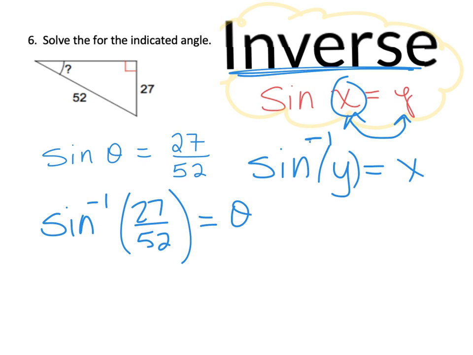Again, we should be in degrees right now. So in degree mode, when we type this into our calculator, sine inverse is right above sine on your calculator. So you're just going to type in sine inverse of that, and you should get theta equals 31.3 degrees. So this angle is a 31.3 degree angle.